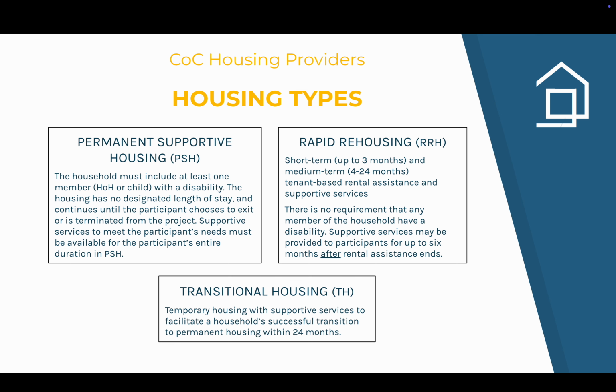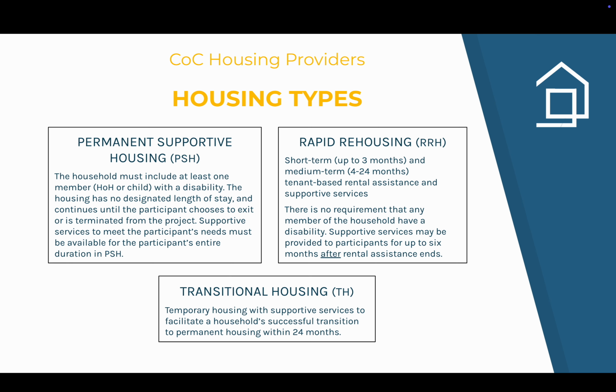Rapid rehousing is a short-term solution with assistance for 3 months up to 24 months. This is tenant-based rental assistance along with supportive services. Unlike PSH, there is no requirement that any member of the household needs to have a disability. Supportive services may continue for up to 6 months after rental assistance ends.